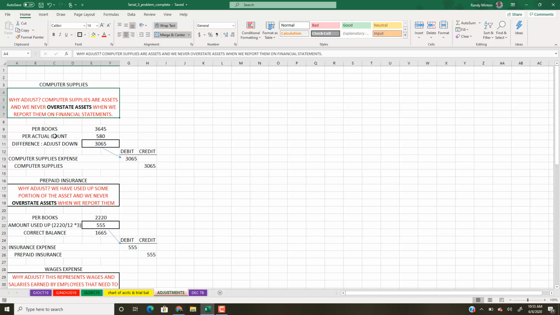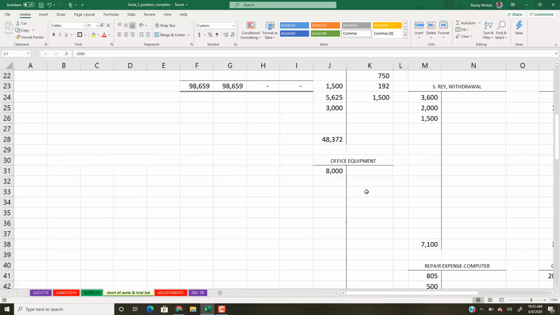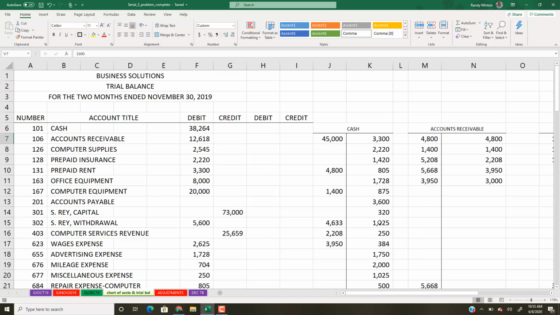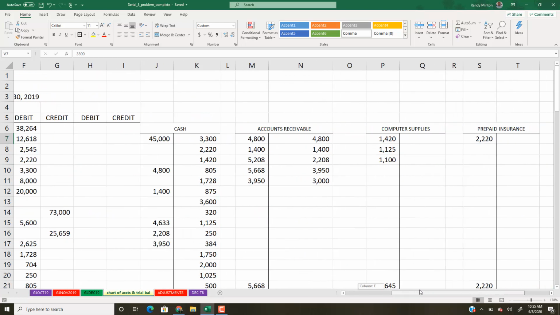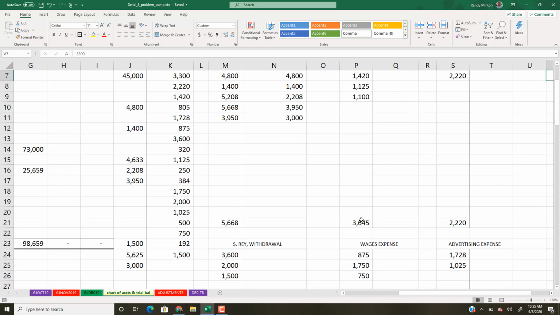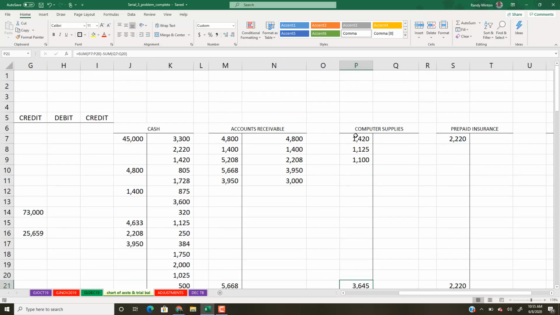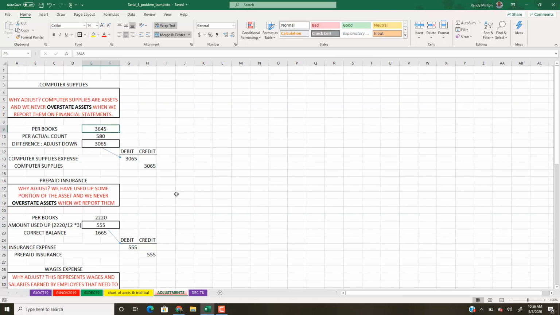And we know that the per actual count is $580. Now, on our books, that $3,645 came from just simply looking at all of these things that we have. If I can find the supplies, here we go, $3,645. That's what I'm showing. I've got 3 purchases here, 1420, 1125, and 1100, but I've never adjusted that amount down for what I've used. Okay, so this is what this does. For the books, it's $3,645.